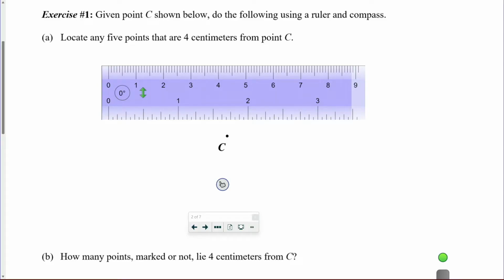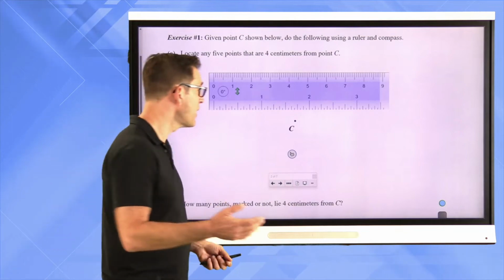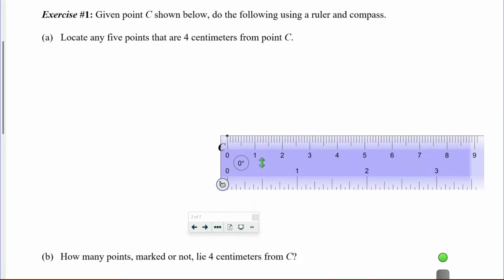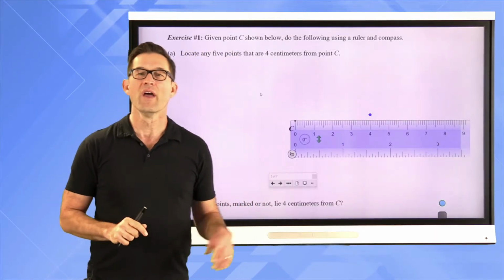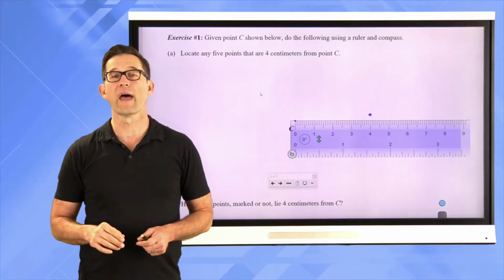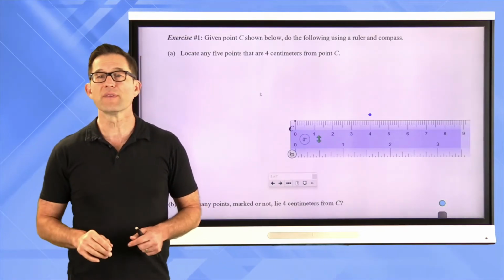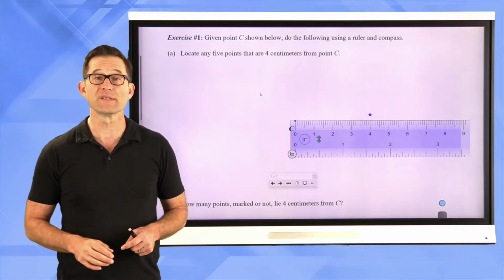Given point C shown below, do the following using a ruler and compass. Letter A, locate any 5 points that are 4 centimeters from point C. All right, so this is simple enough, right? I take my ruler out. I put the 0 down at point C, I go out to 4 centimeters, and I put a little dot. Now, you might want to put yours a little bit closer to the ruler, but if I get too close to my ruler, it's going to try to draw a line segment instead of a point. So there's a point that's about 4 centimeters away from point C.